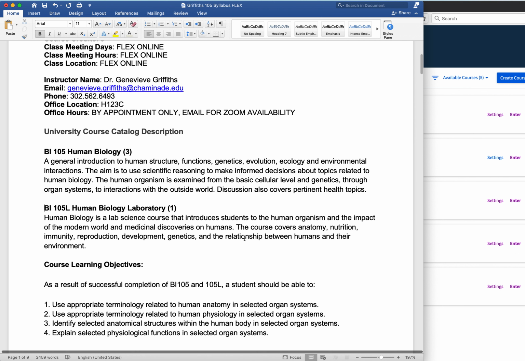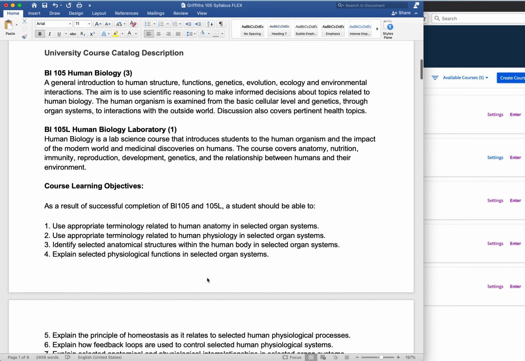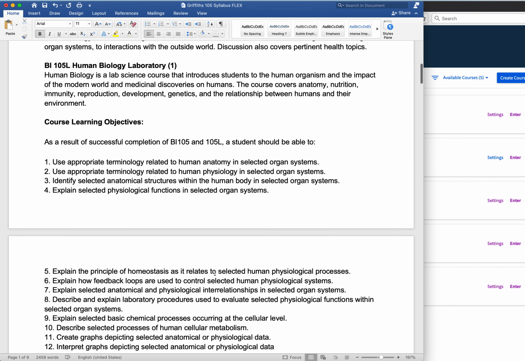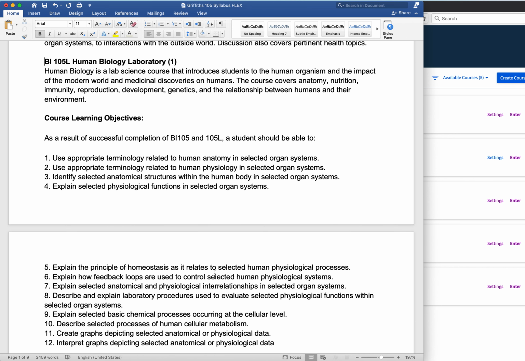And then the human biology laboratory, apologies, is going to be taken concurrently with the class, and it's going to be a different shell in your Canvas, but you're also going to be completing it at the same time. And once you have completed both 105 and 105 lab, by the end, my expectation is that you'll be able to use your terminology appropriately when we're relating to human anatomy and physiology. We'll also be able to identify certain anatomical structures and certain organ systems.